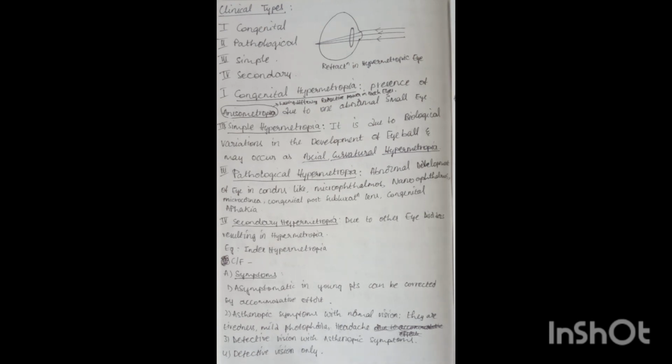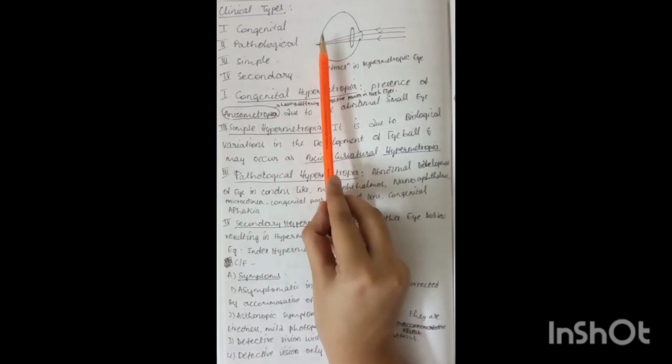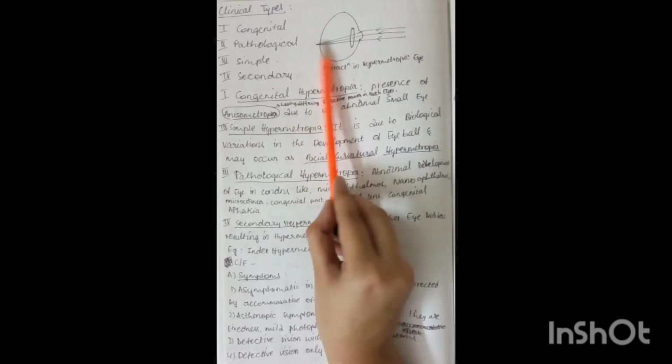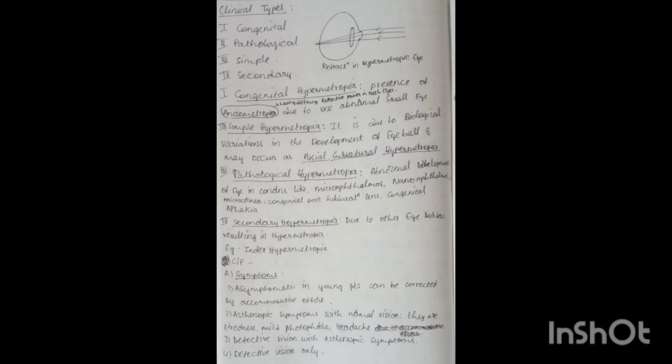And the second one is simple hypermetropia. It is due to biological variations in the development of the eyeball and may occur as axial or curvature hypermetropia. To know more about axial hypermetropia, or why a small eye causes hypermetropia: what is meant by a small eye? Small eye means decreased anteroposterior length of the eye. This is the distance between the cornea, the first layer, and the retina. The decreased anteroposterior length is known as a small eye. To know more about all of them, watch our first video on the topic, errors of refraction. The etiology of hypermetropia has been discussed in that video.